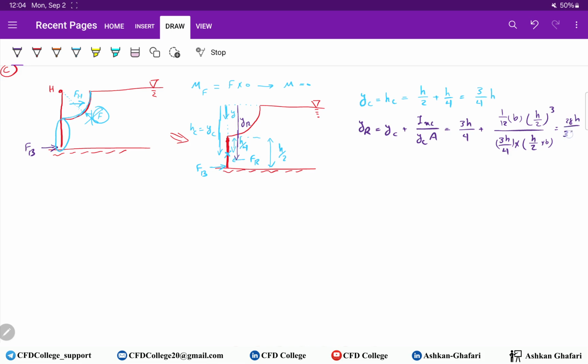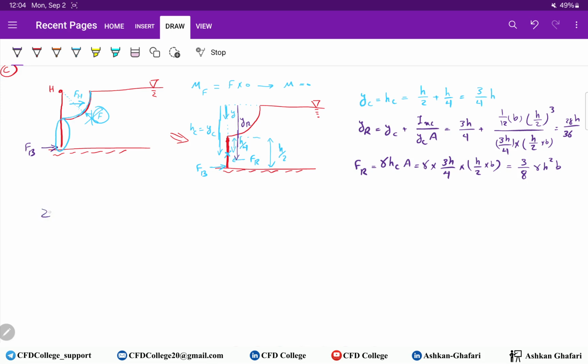28H over 36. Now we have YC and YR. We can calculate FR, gamma HC area, gamma 3H over 4, and the area H over 2 times B. So FR equals 3 over 8 gamma H square times B.